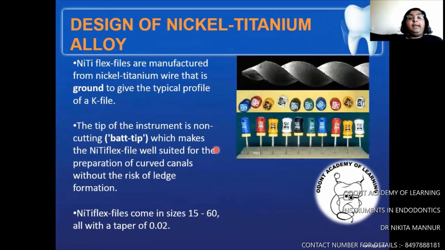Design of the nitinol alloy: they are manufactured by grinding the wire to give a typical profile of a K file. The tip of the instrument is non-cutting, which is also known as a bat tip. It makes the NiTi file suited for curved canals without the risk of ledge formation. And NiTi files come in sizes 15 to 60 with a taper of 0.02.